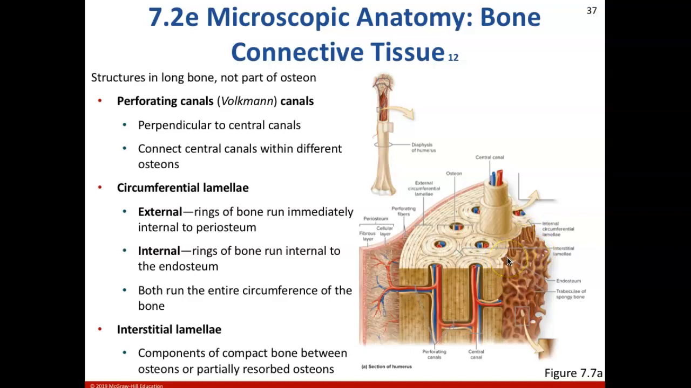Both of them are running through the entire circumference of the bone. So this would make like a complete ring around, whereas on the external portion, it would make a complete ring around the periphery of the bone. And then we have interstitial lamellae, which, interstitial, you always want to think in between, right? So these are going to be the lamellae that are found in between our osteons.